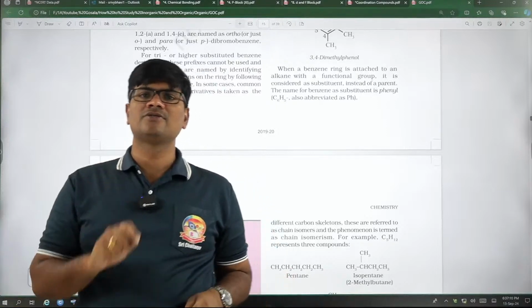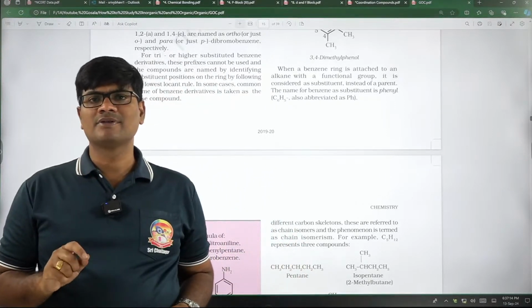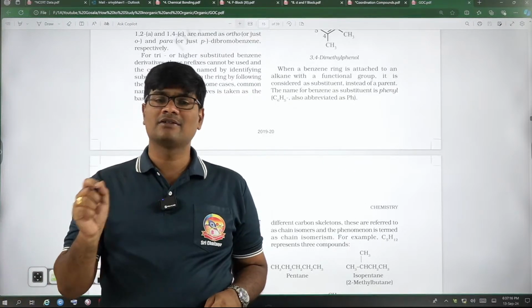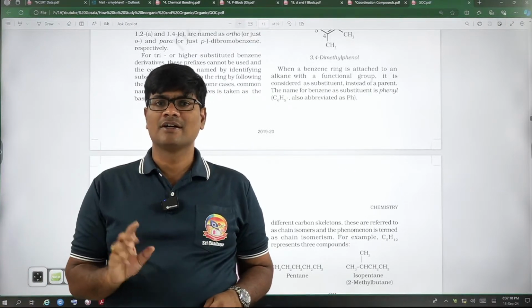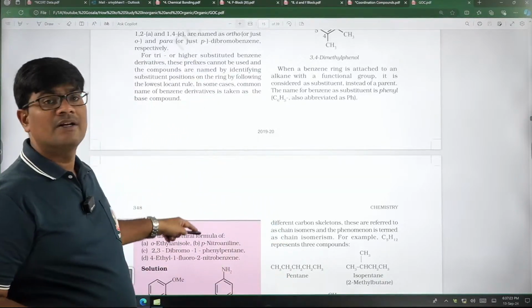So therefore, I suggest you collect more examples. As a faculty, we do give more examples and we make the students practice more examples. This is my suggestion. NCERT is not enough for nomenclature and isomerism.